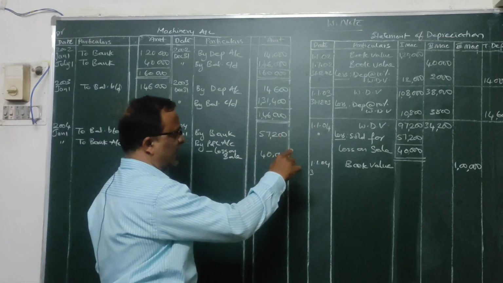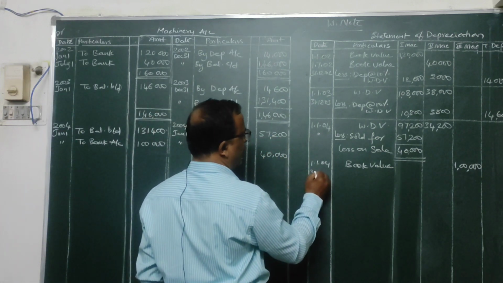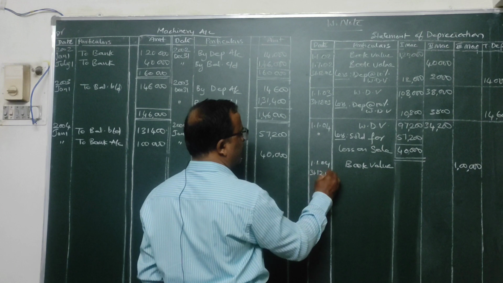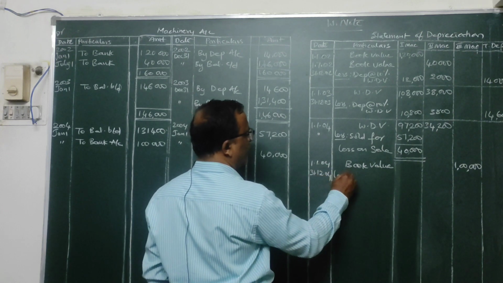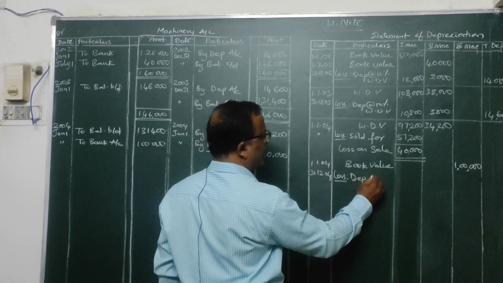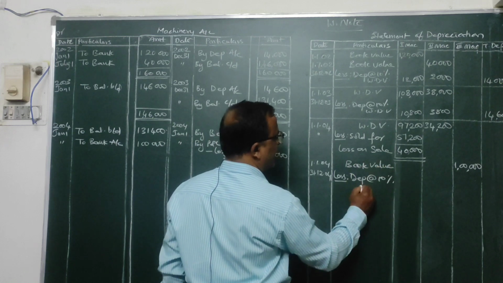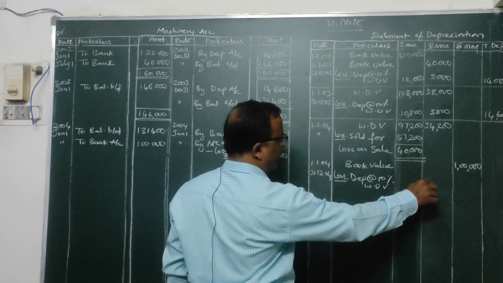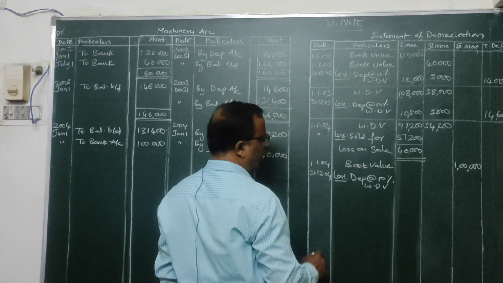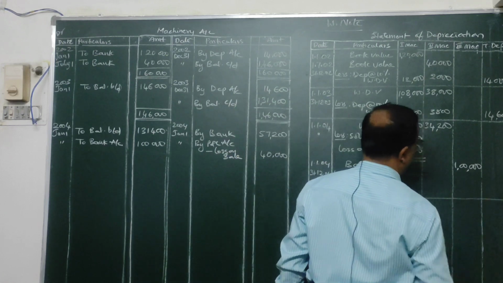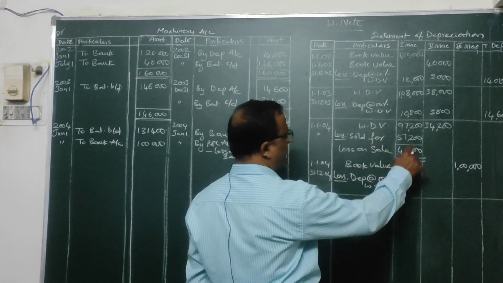Now observe, in this year nothing else has happened. That means at the end of the year, on 31st December 2004, we are going to provide depreciation at a rate of 10% under written down value on these two machines which are there with us. So if you observe, how much will it be? 10% if you calculate on this one.